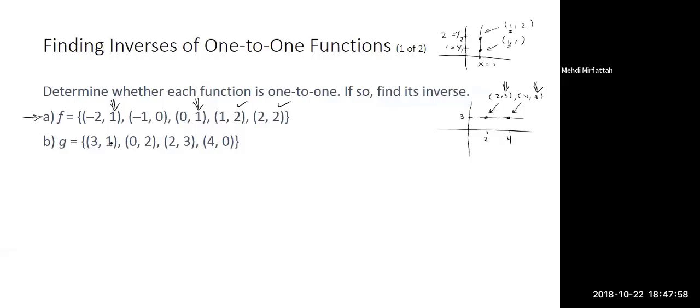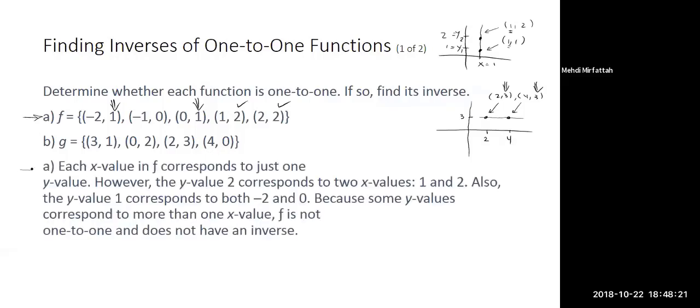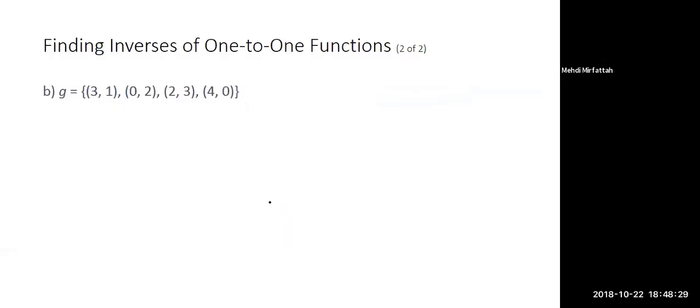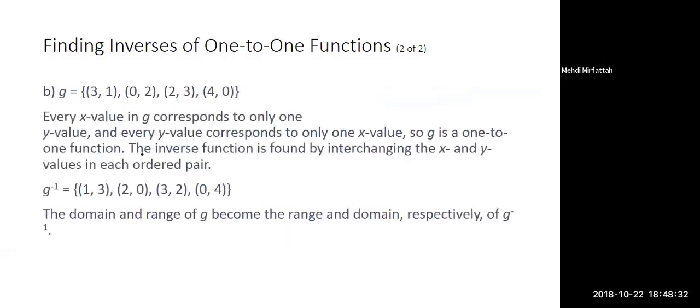However, for the values of G, if you look carefully, no number repeats on the y-axis. So this is a one-to-one function. If it is a one-to-one function, to find the inverse, just switch the positions in the ordered pairs. Its inverse would be 1 and 3, 2 and 0, 3 and 2, and 0 and 4. As we said, the first one is not one-to-one because the numbers 2 and 1 repeat, so there's no inverse for that. However, the second one is a one-to-one function, and we just reverse these values, and that gives the ordered pairs for its inverse function.